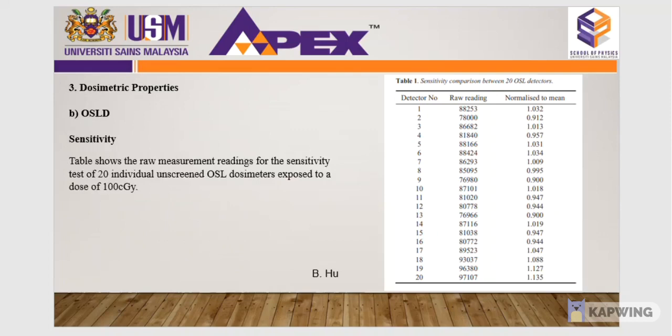OSLD sensitivity. OSL techniques are a better candidate for in vivo dosimetry in external beam radiotherapy than the TLD due to their unique dosimetric properties, which include a high sensitivity to both electron and photon beams, large dynamic range, good linearity, and post-irradiation stability. The raw measurement readings for the sensitivity test of 20 individual unscreened OSL dosimeters exposed to a dose of 100 centigray are shown in the table.